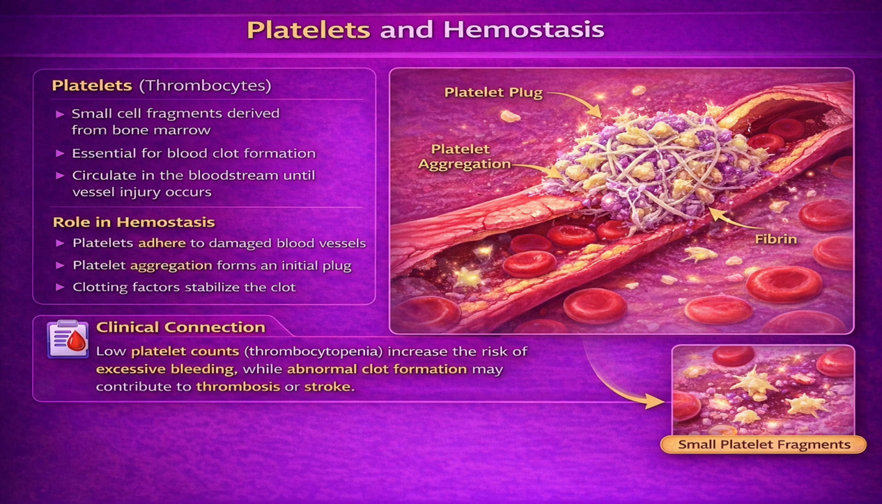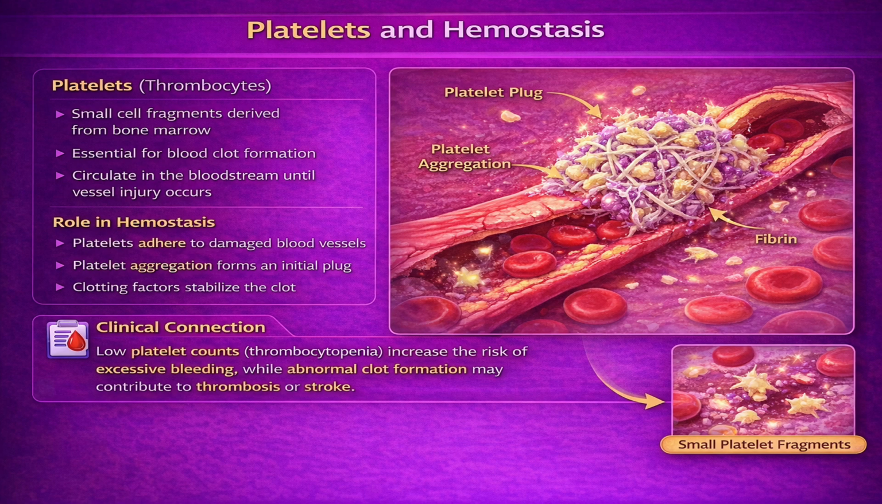In addition to erythrocytes and leukocytes, blood contains a third type of formed element known as platelets, also called thrombocytes. Unlike red and white blood cells, platelets are not complete cells. Instead, they are small cellular fragments derived from large bone marrow cells known as megakaryocytes. These fragments circulate within the bloodstream and play a crucial role in preventing excessive blood loss.